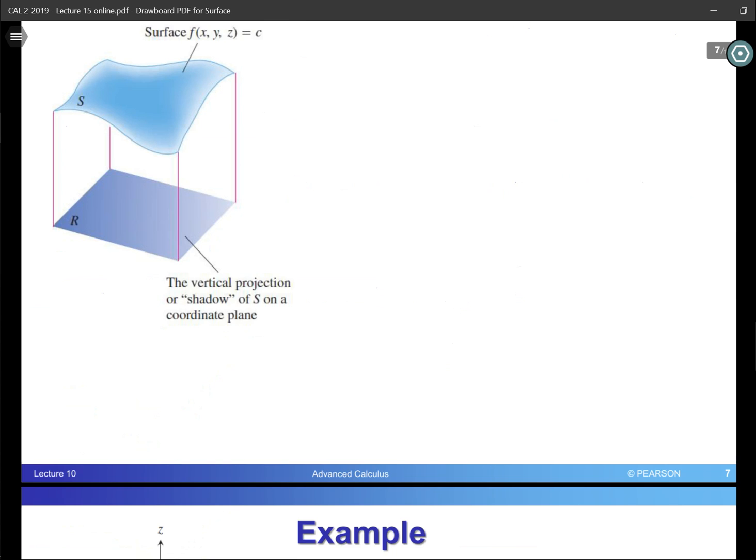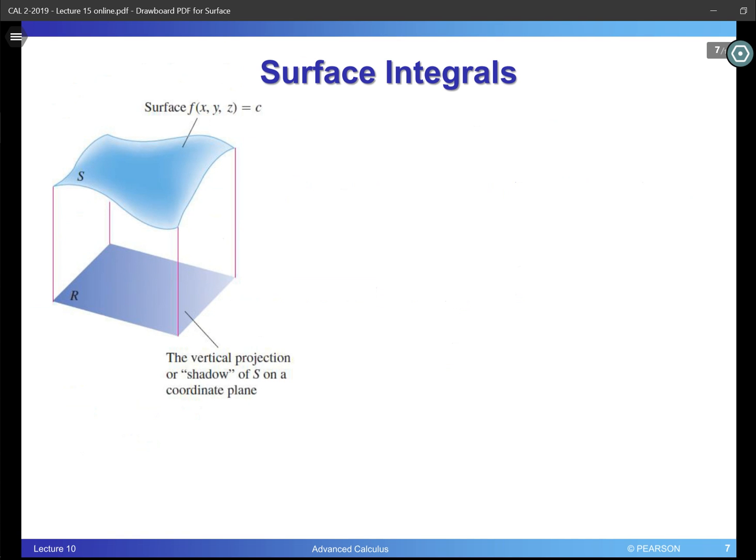Alright, now the next topic, surface integrals. It's going to be the last topic for this course. Let me note some key points about what surface integrals are. When it comes to surface integrals, this is about finding the surface area.